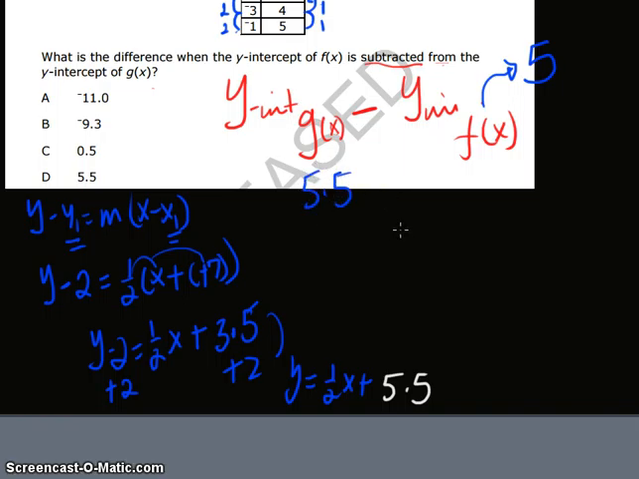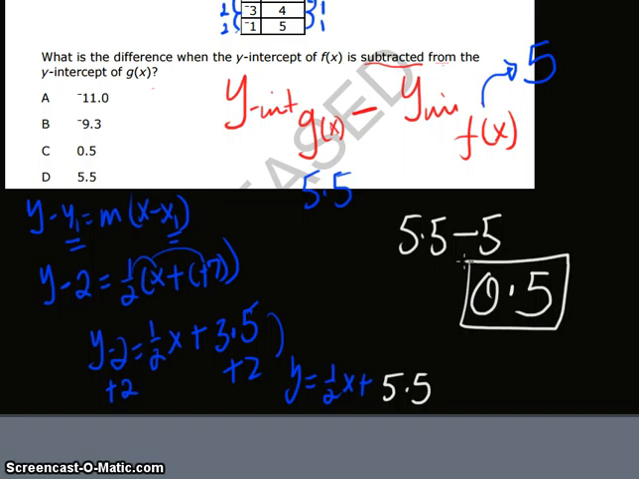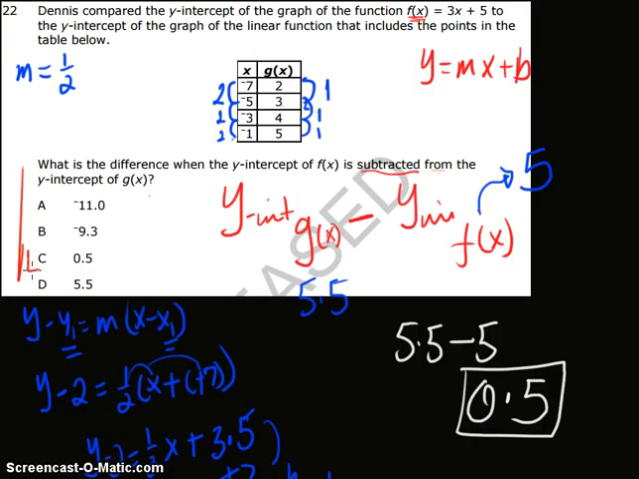So our answer is going to be 5.5 minus 5, and then we get 0.5. So the y-intercept of f of x subtracted from g of x would be 0.5. So the correct answer in this case would be choice C. And this completes the problem.